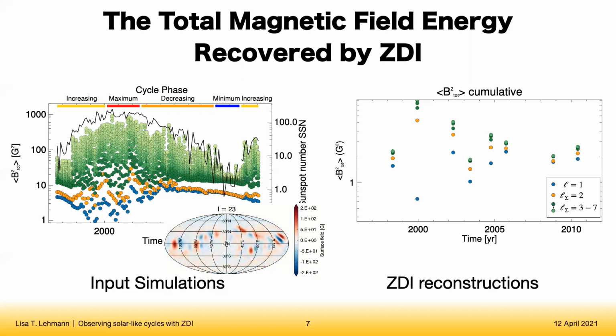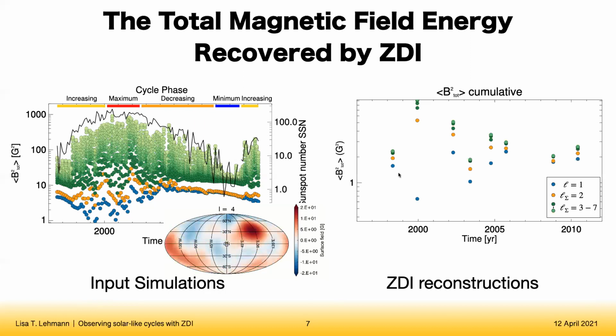But the simulations do very well. As we expect, the dipole mode is decreasing during the activity maximum, where the dipole should be weakest, while the quadrupolar mode is at maximum, as found by Mark DeRosa in 2012 for the Sun. And if we have the fully resolved map, we see that the magnetic energy follows the trend of the sunspot number, which I plotted here in black.